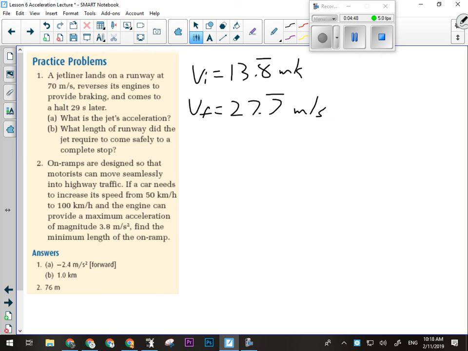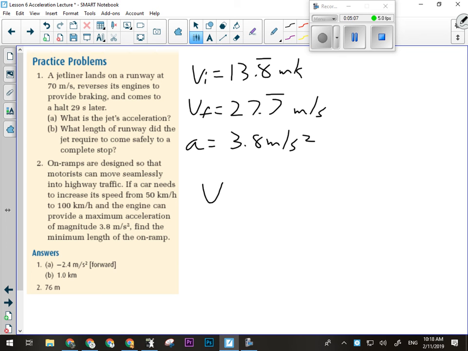Those are our 2 speeds, and an engine can provide an acceleration of 3.8 meters per second squared. So we have that. Now we're going to assume obviously that all of this is in the same direction because it has to be in order for us to do this.